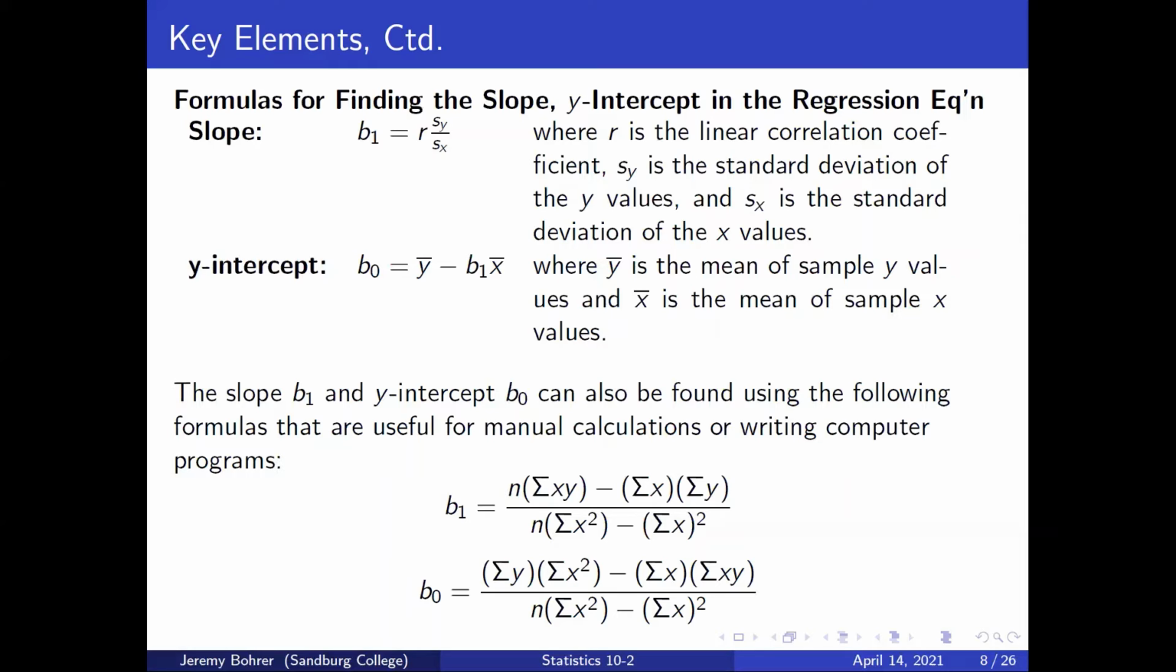The slope b1 and y-intercept b naught can also be found using the following formulas that are useful for manual calculations or writing computer programs. b1 equals n times sigma xy minus sigma x times sigma y, over n times sigma x squared minus sigma x quantity squared. And b naught equals sigma y times sigma x squared minus sigma x times sigma xy, over n times sigma x squared minus sigma x quantity squared.